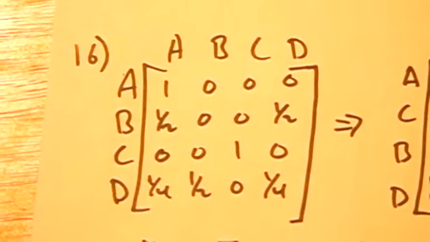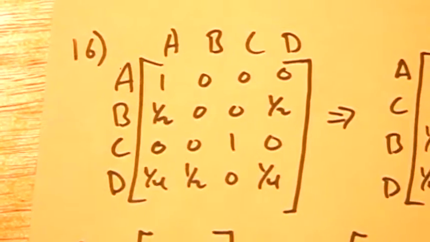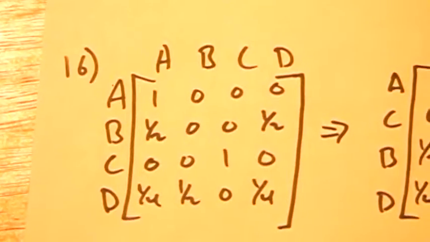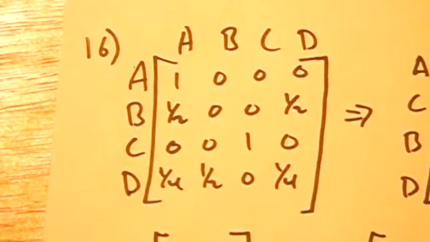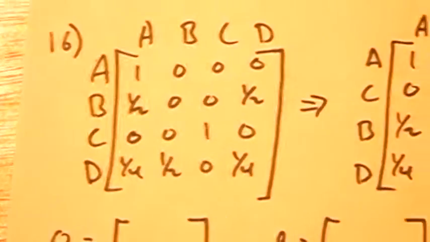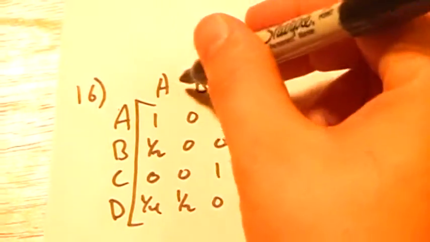All right, so number 16. It wants us to find matrix Q, R, and the fundamental matrix F for the absorbing Markov chain with the given matrix, and to express our answers in fraction form. Well, it gives it to us in fractions. So this is what it gives us right here. Our A, B, C, D, A, B, C, D.